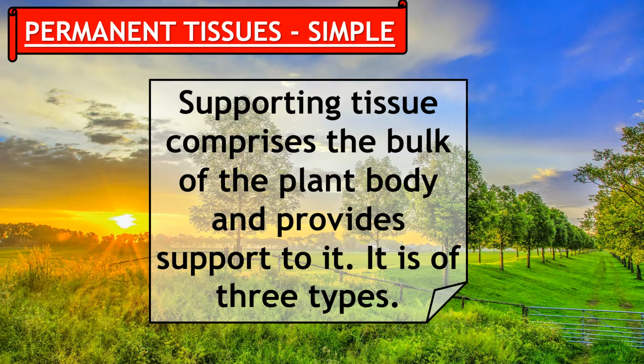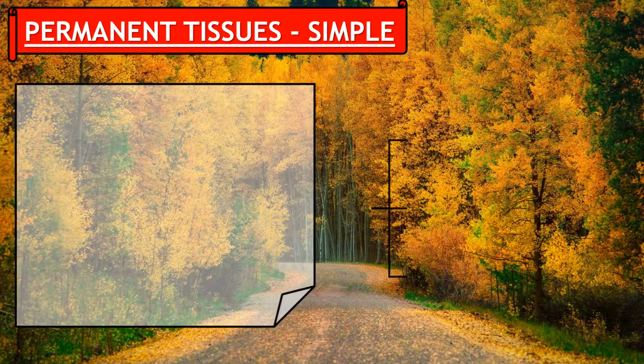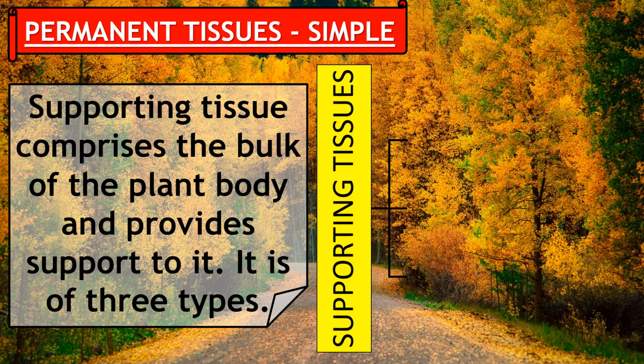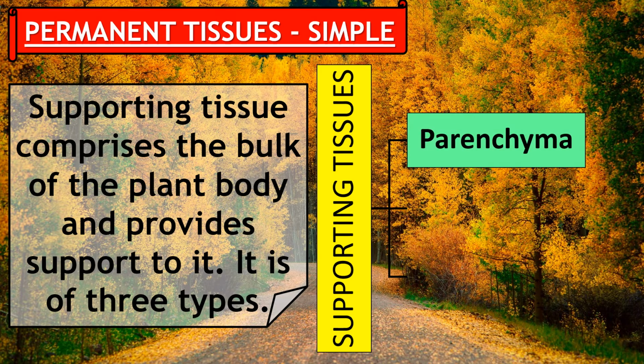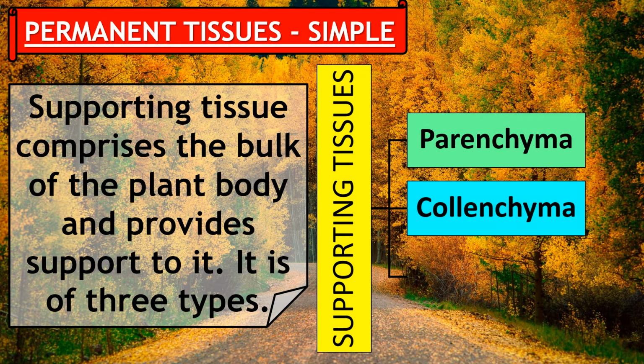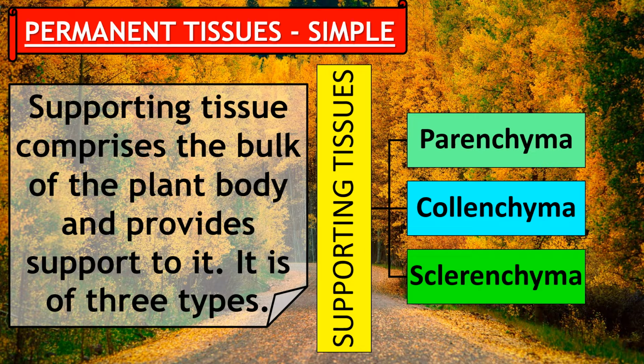Supporting tissue comprises the bulk of the plant body and provides support to it. It is of three types: parenchyma, collenchyma, and sclerenchyma.